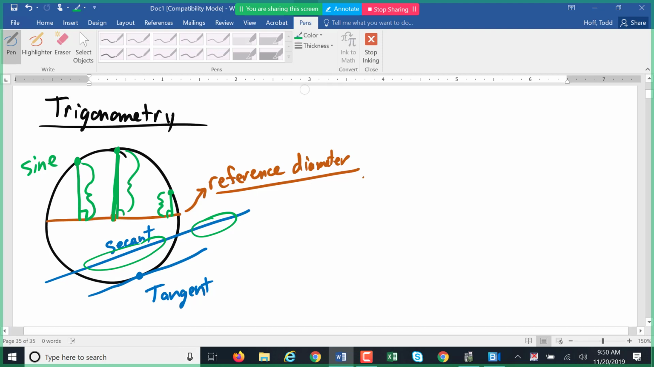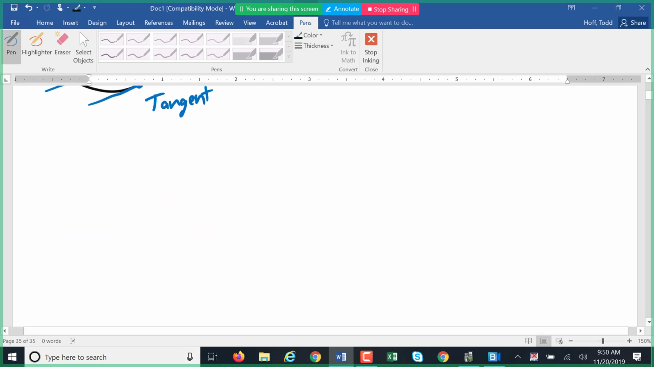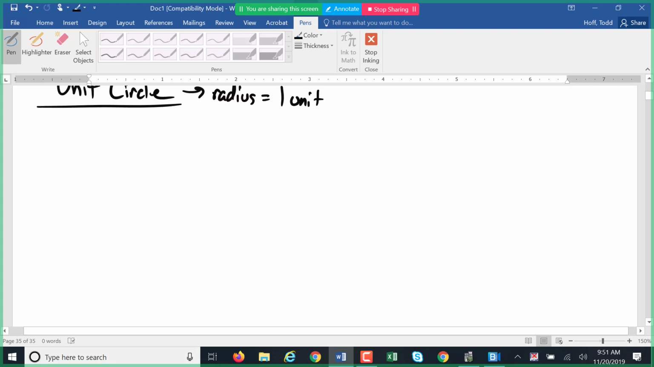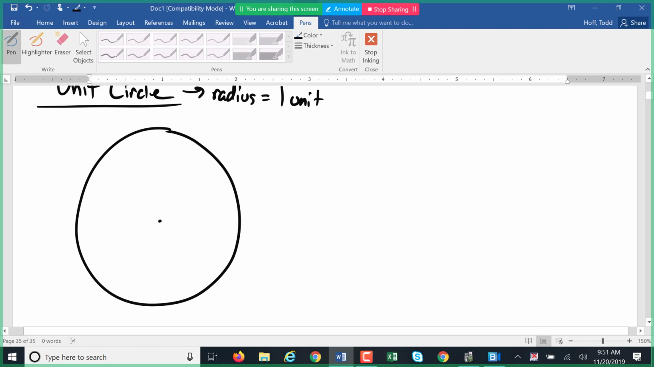Well, when we look at trigonometry, we define something called a unit circle. And a unit circle is just a circle where the radius is equal to 1 unit. So we have a circle. There's our reference diameter. Now that reference diameter is going to be 2 units long. Radius is 1 unit long.